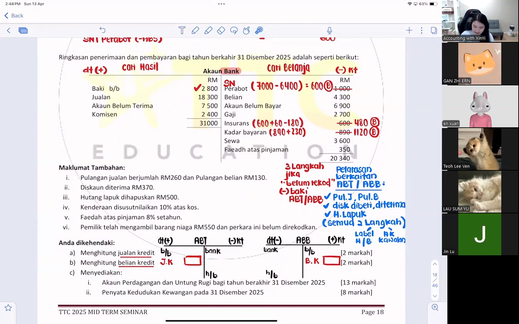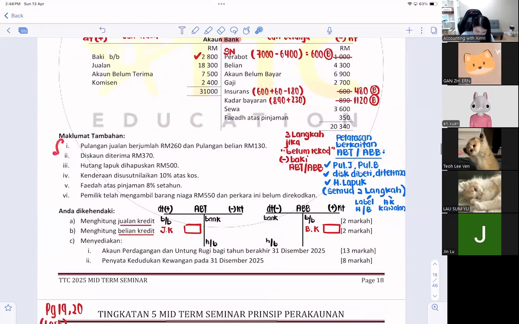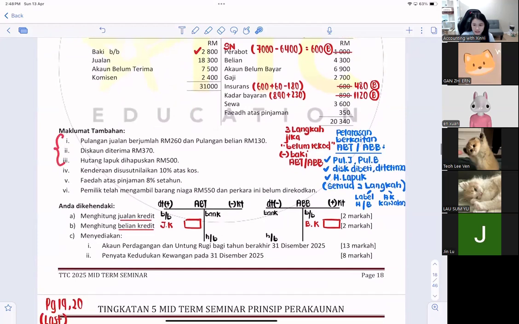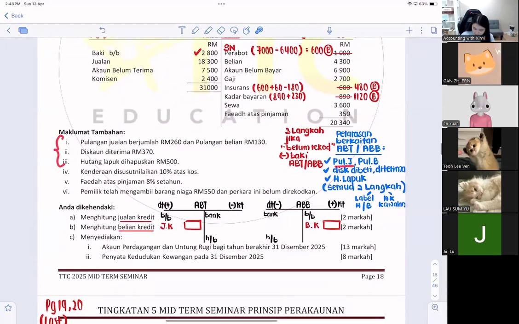Okay, so now under this condition, can you see that point 1 to point 3 are all of the things I stated earlier? Pulangan, discount, also hutang lapor. They are all appearing, but they have a same similarity. There is no belum record stated. So what does it mean? You only need to do dua langkah for this question.